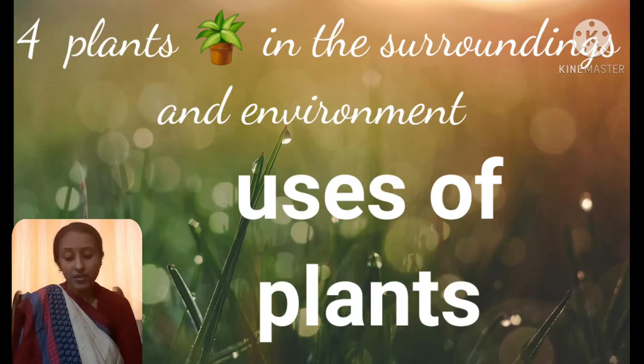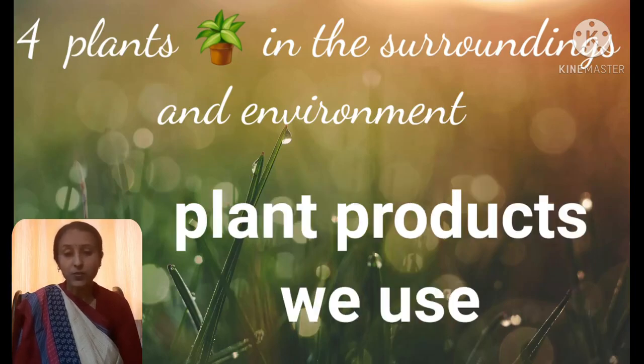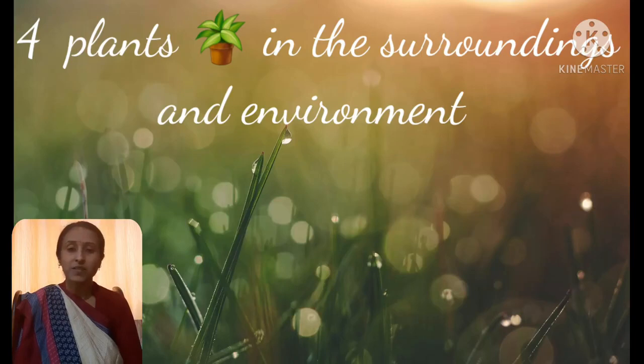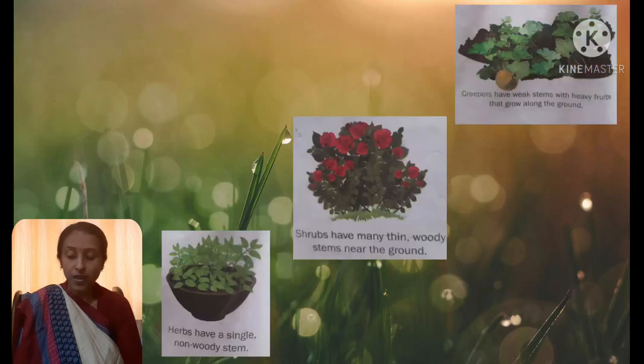Okay. The next one is plant products we use. We use lots of plant products, like our furniture, medicines, paper. We get a number of items from our plants. So this is the overall idea regarding this chapter, and in this chapter we are going to learn about all these topics. Okay, so let's start our chapter with page number 44.